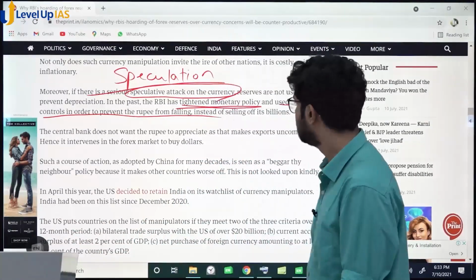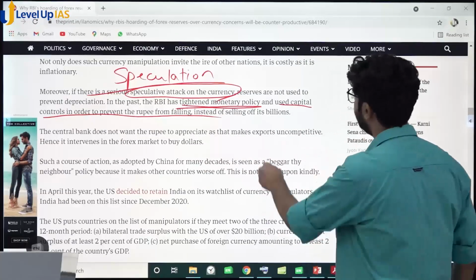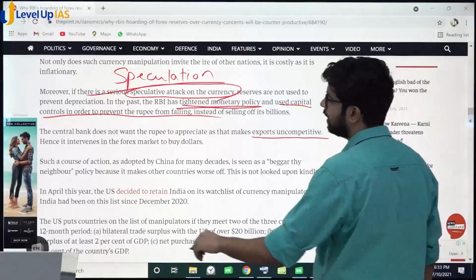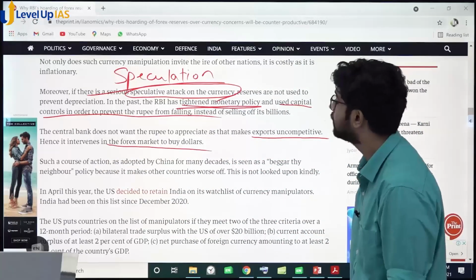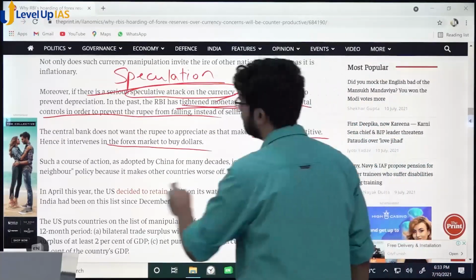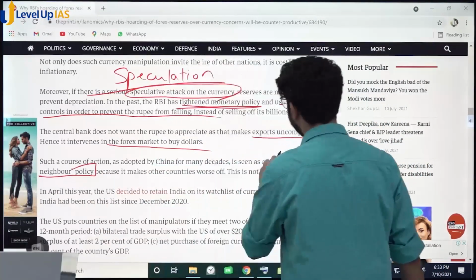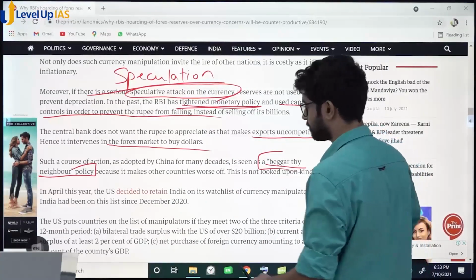The central bank does not want the rupee to appreciate as that makes exports uncompetitive. Self-explanatory. Hence it intervenes in the forex market to buy dollars. Such a course of action, as adopted by China for many decades, is seen as a beggar thy neighbor policy. Very important. Please add to your notes. We'll add it here. Beggar thy neighbor policy.